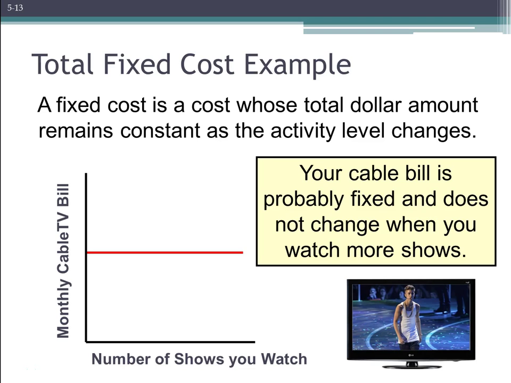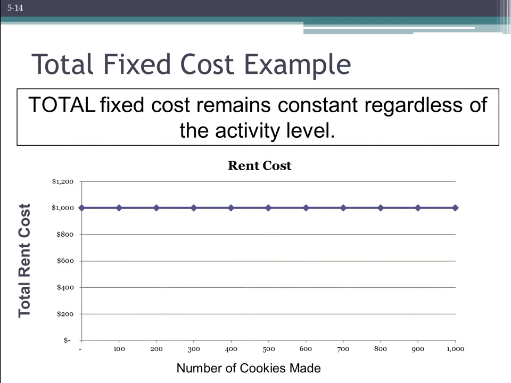And it doesn't matter how many times you watch Justin Bieber in concert on your television, right? Your bill isn't going to go up and it's not going to go down. It's going to stay the same no matter what the activity level is, right? It's $100 whether you turn the TV on and watch 100 shows or whether you never turn your TV on for the month.